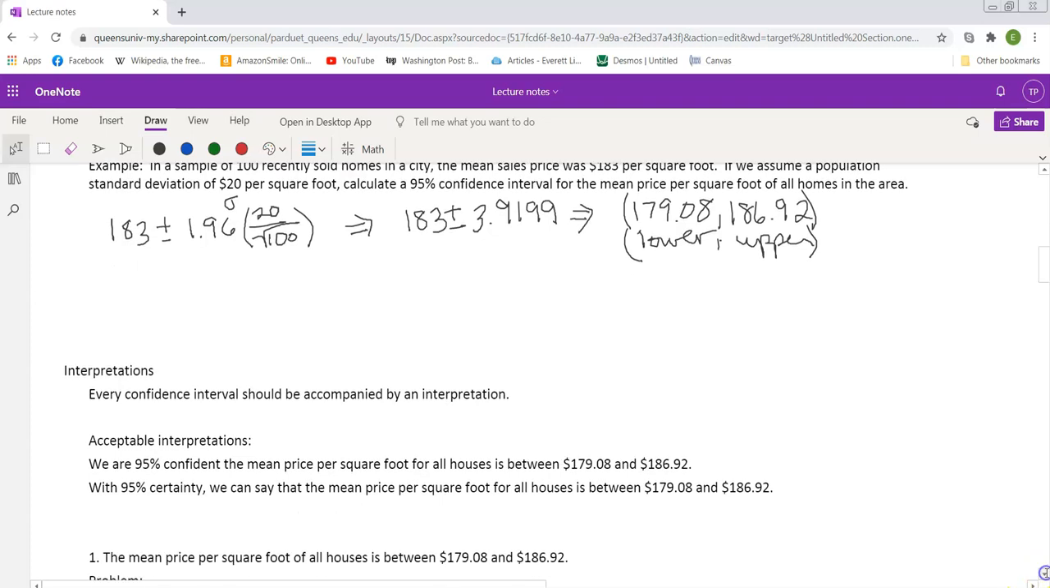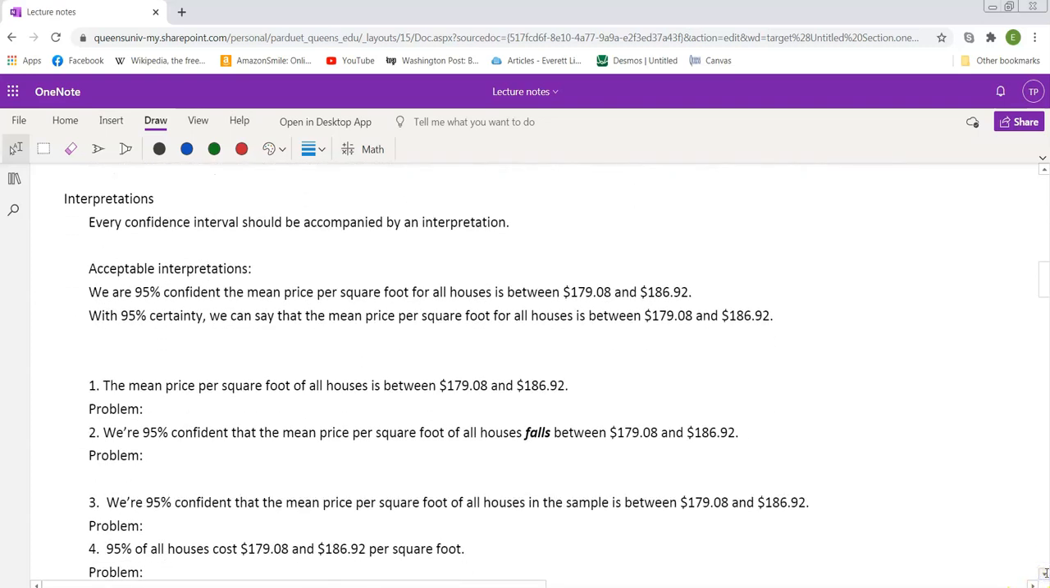Let's talk now then about some problematic interpretations. Okay. And by the way, if all you do is write this, you'll be fine. You just need to put the right percentage, the right context, what is it the mean of, and the right numbers. All right? But I do need to tell you, these are problem interpretations here. And we'll talk about why.